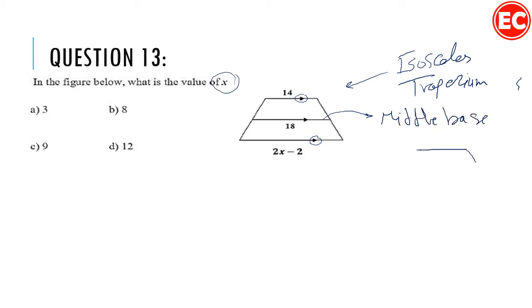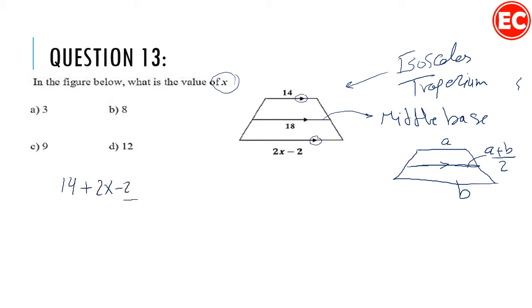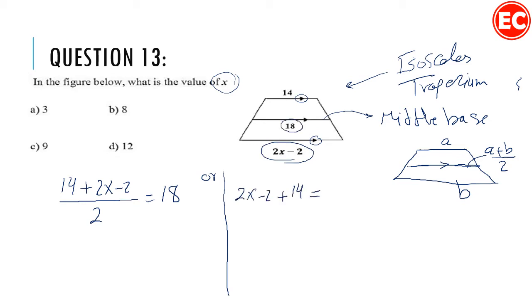The length of the middle base, if you have an isosceles trapezium or any trapezium, if this base is A and this base is B, so the middle base is equal to the average between the two parallel bases. So I'm supposed to add 14 and 2x minus 2 and divide the answer by 2 to give me 18. Or you can say directly that 2x minus 2 plus 14 is equal to double this number, which is 36. Negative 2 plus 14 is positive 12.